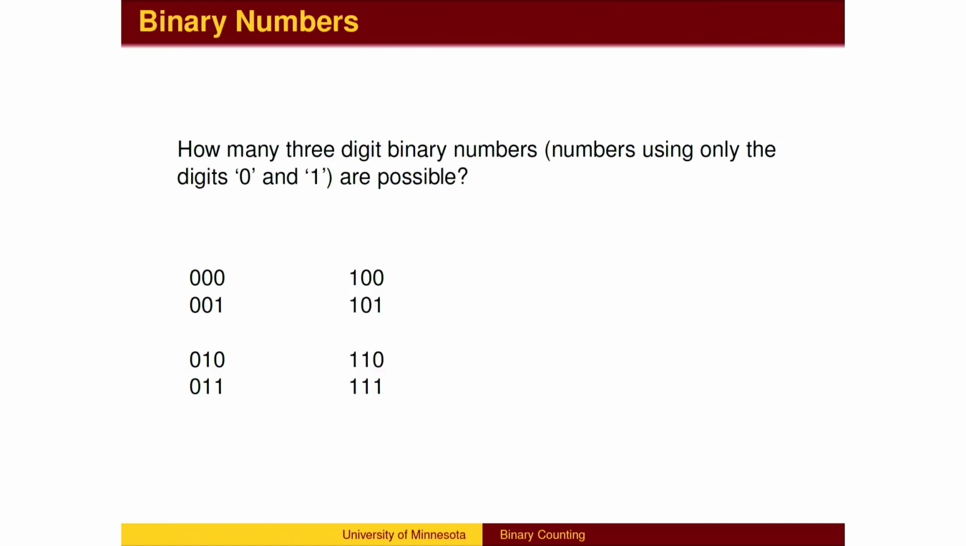Here's an equivalent question. How many 3-digit binary numbers are there? Again, this is the same list, with 0 for false and 1 for true.